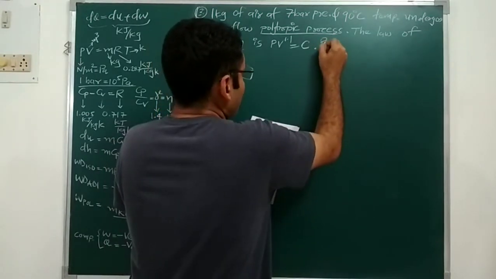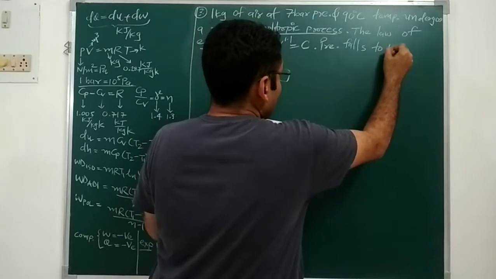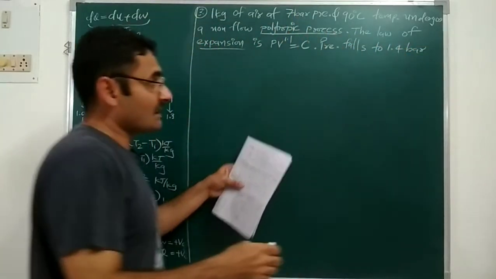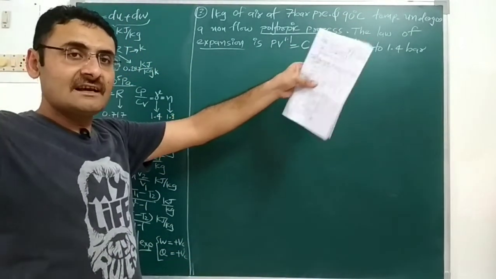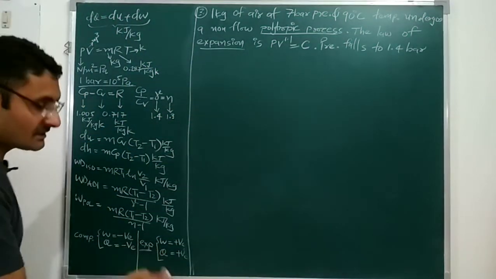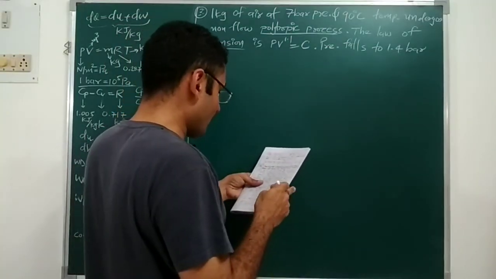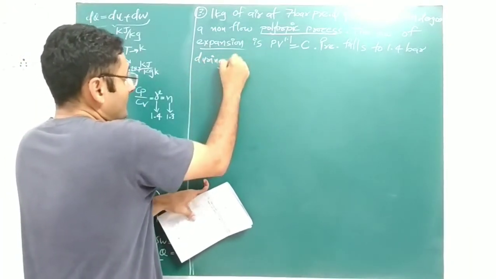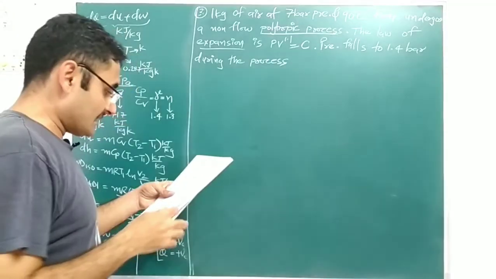Then pressure falls to 1.4 bar during the process. That means pressure is decreasing. Initially pressure is 7 bar and then it decreases up to 1.4 bar. That means expansion is there, and when expansion is there, work done and heat transfer must be positive.